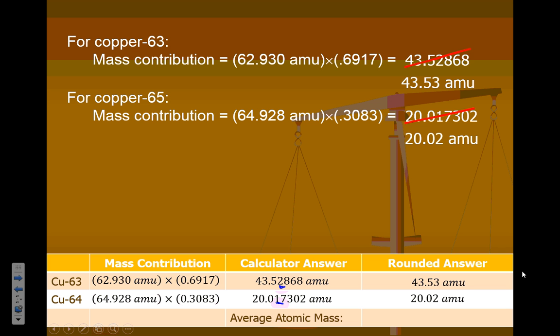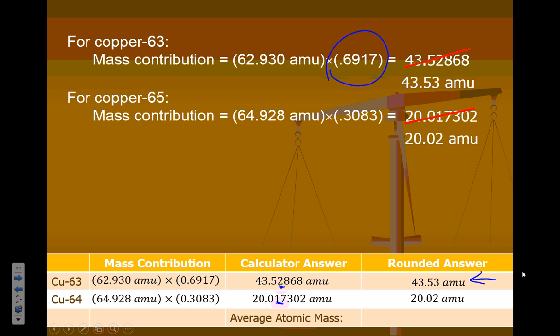Notice copper-63 is contributing more to the average. Well, that makes sense. 69.1% of our sample was copper-63, which weighed around 63. So in this particular case, you can see the more abundant substance is contributing more to the average.